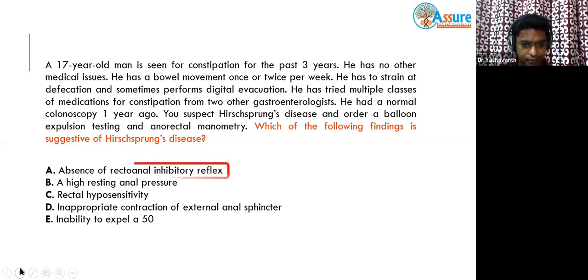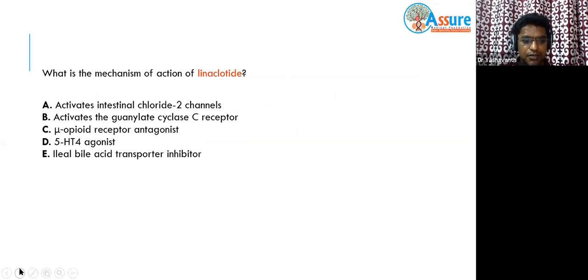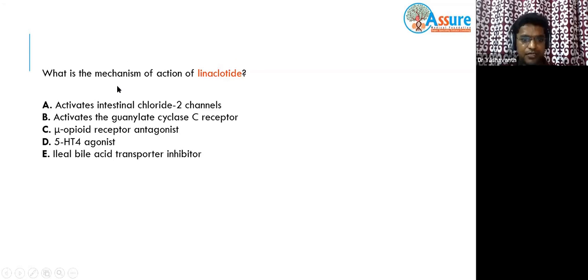Right. Whenever, especially in the young or early adulthood, if you have RAIR, you should always rule out Hirschsprung disease. How do you take a biopsy in Hirschsprung disease? Suction biopsy, sir. Very good. Okay. What is the mechanism of action of linaclotide?